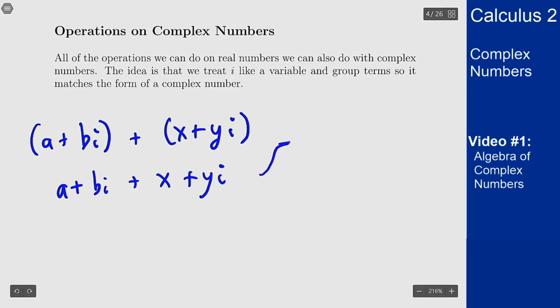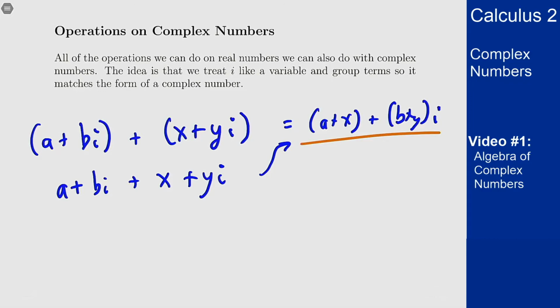And if I do that, I will get a plus x, which are the terms that don't have i on them, plus b plus y times i. And so that's how you add complex numbers. You basically just add the real parts, add the imaginary parts, that gives you your new sum. You can do the same thing for subtraction.